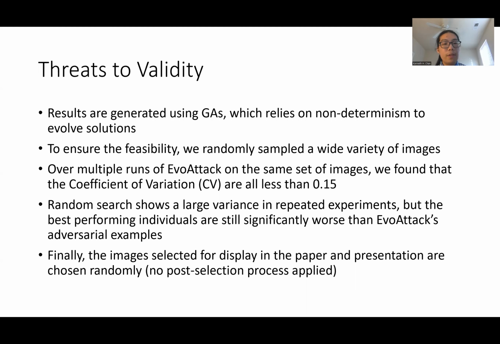For random search, we found that there's a large variance in repeat experiments, and this is largely due to the fact that we're simply using randomness for generating these perturbations. However, we know that the best performing individuals of these repeat experiments are still significantly worse than EvoAttack's adversarial examples. And finally, the images that we have selected to display in the paper and the presentation here are just randomly chosen from our pool of results. We did not apply any selection schemes.